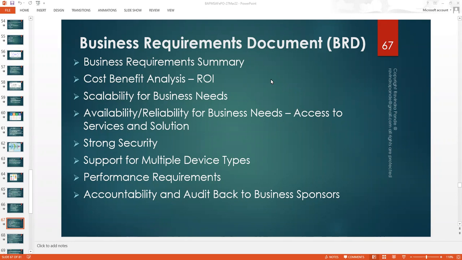What does a business requirement document have? It normally has a business requirement summary. So what we are trying to do is enhance the attendance management system for State Farm. Then the cost benefit analysis: how much should State Farm spend? 1 million, 1.5 million, 3 million, depending upon the client's budget and the earlier discussions we have had.